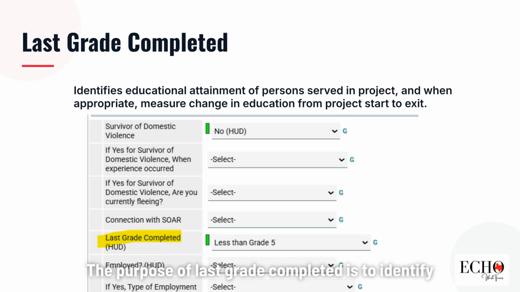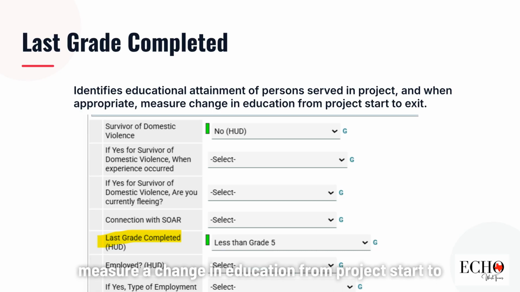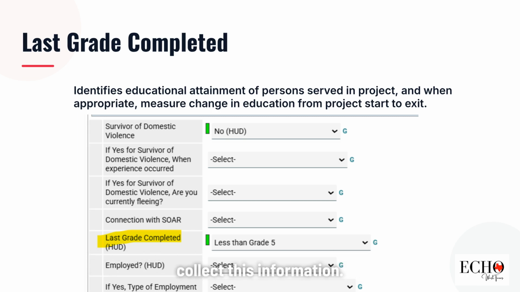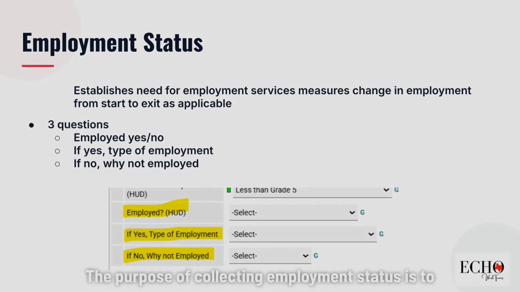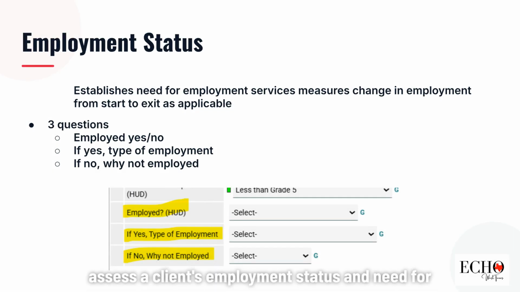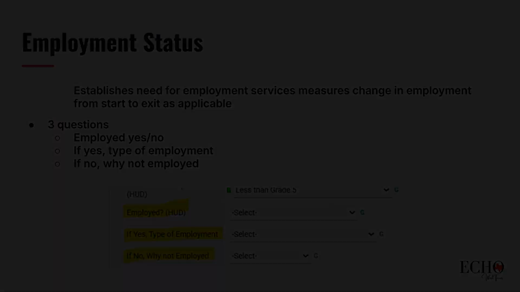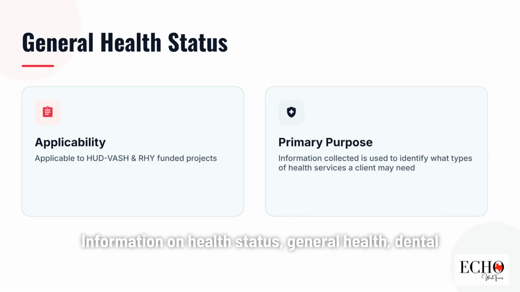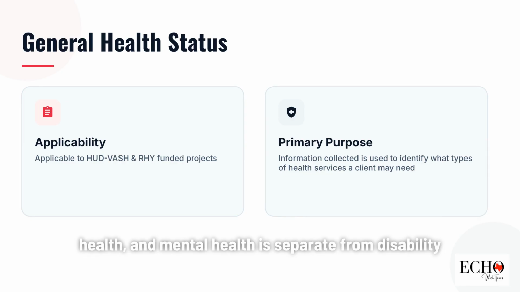The purpose of last grade completed is to identify the educational attainment of family members served by projects, as well as, when appropriate, measure a change in education from project start to project exit for all members of the family enrolled in a program. SSVF and VASH are the only current projects that collect this information. The purpose of collecting employment status is to assess a client's employment status and need for employment services, as well as, when appropriate, measure a change in employment from project start to project exit for all heads of household and adults.